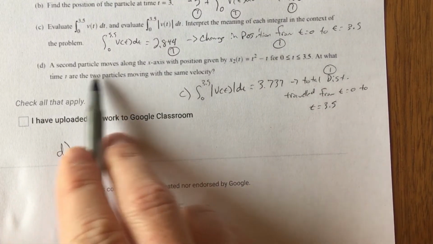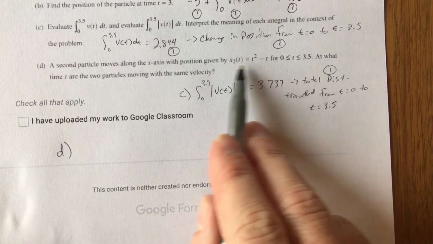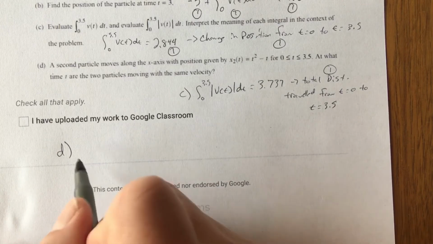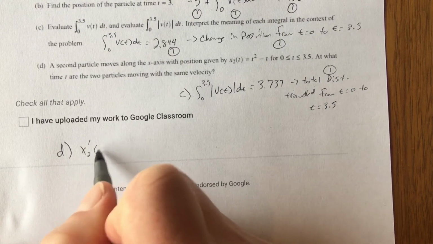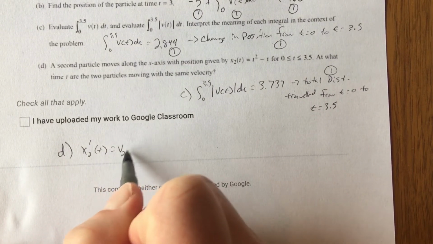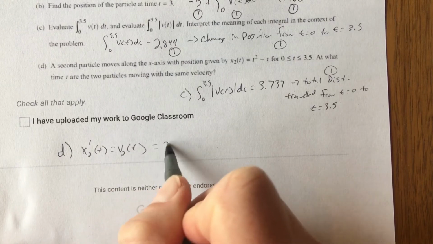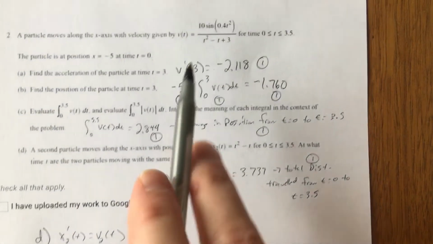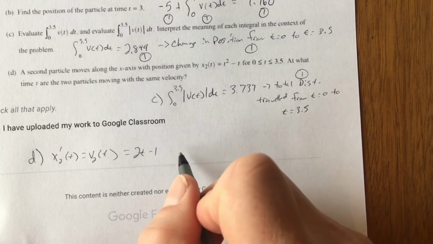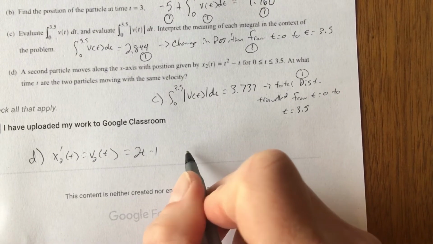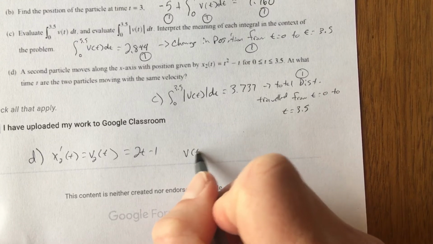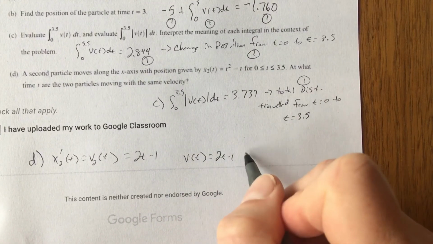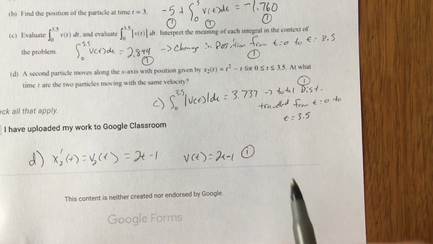And D says a second particle is moving with this position. When are the two velocities the same? So what you needed to do is take the derivative of that, which would be its velocity, and that's 2t minus 1. And we want to know when this velocity is equal to this velocity. So we're going to set those equal to each other. So I want v of t equal to 2t minus 1. If you set that equation up in some fashion, you got a point.